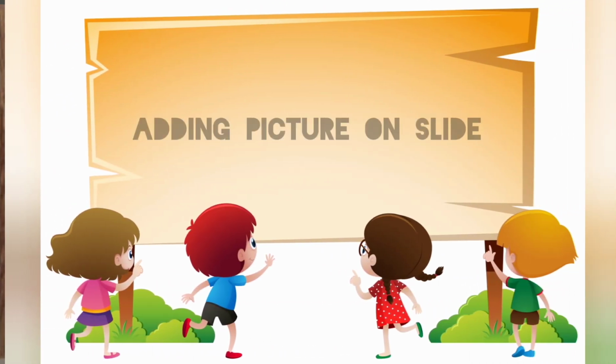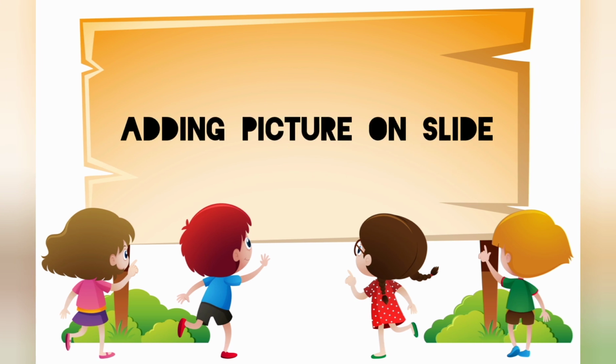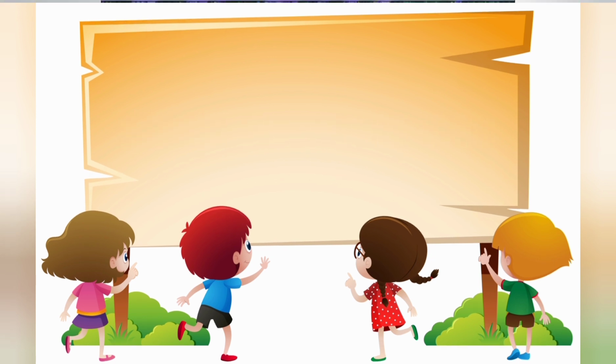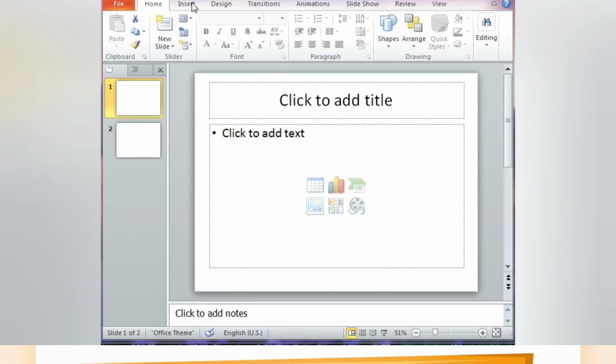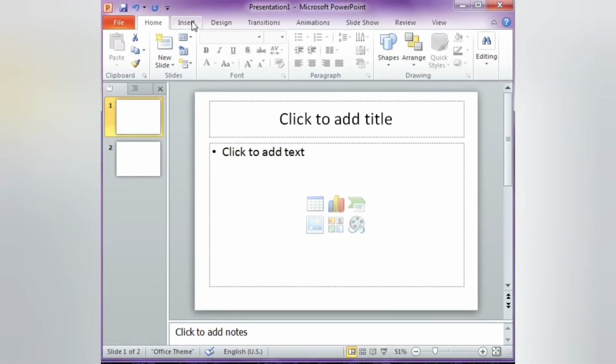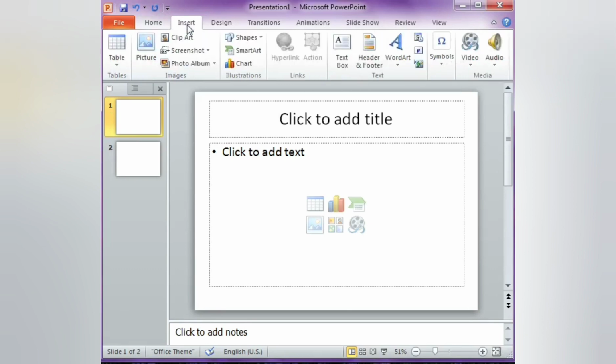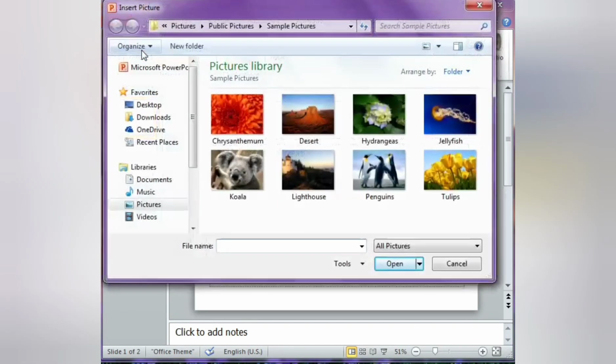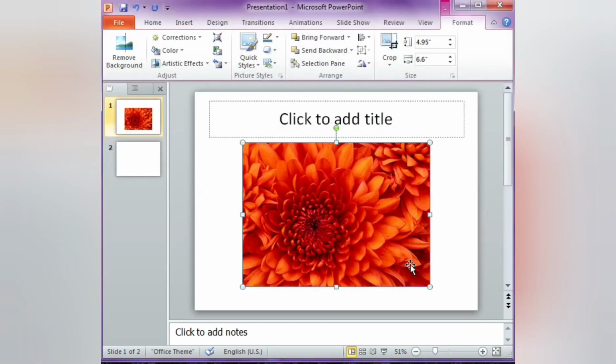First one is adding picture on slides. For making our presentation attractive or beautiful, we can add some pictures there. For inserting a picture from file, first you click on the insert tab. Then click on the picture option. All the folders and drives are displayed there. Another dialog box displaying all the files and folders. Select any one picture and click on the insert option there.